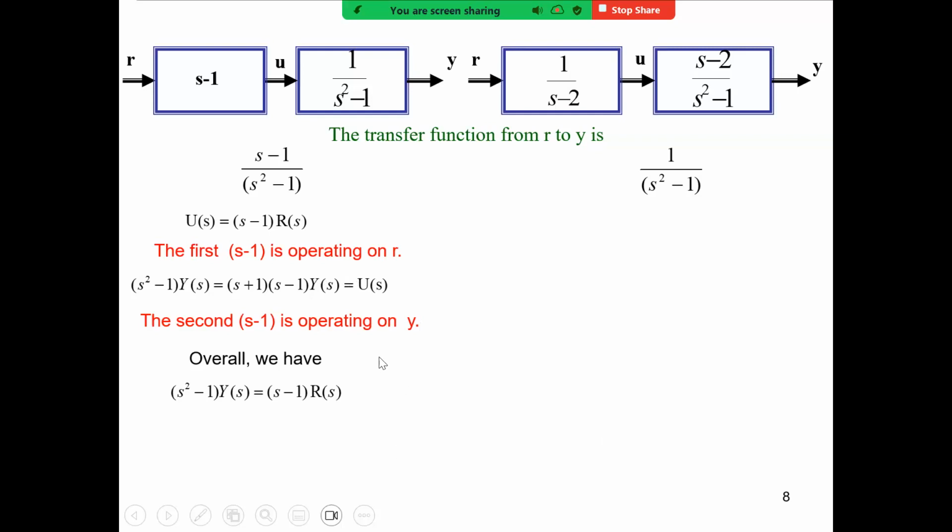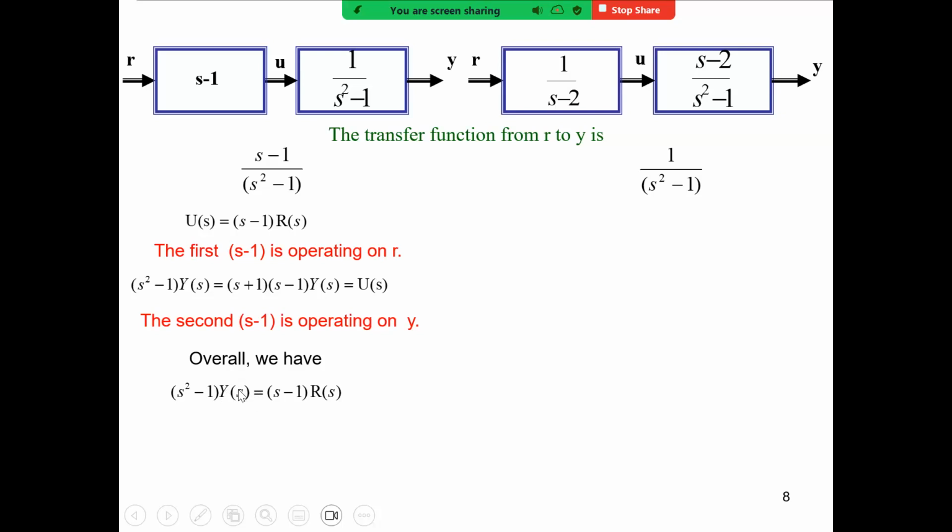So overall, what we have is this: s squared minus 1 times y equals u, but u equals s minus 1 times r. So therefore, you can say this one equals s minus 1 times r. That's how we try to relate y and r. And we know, because of the meaning of this s, this s minus 1 operating on r, and the s minus 1 inside this polynomial, will actually be operating on y.